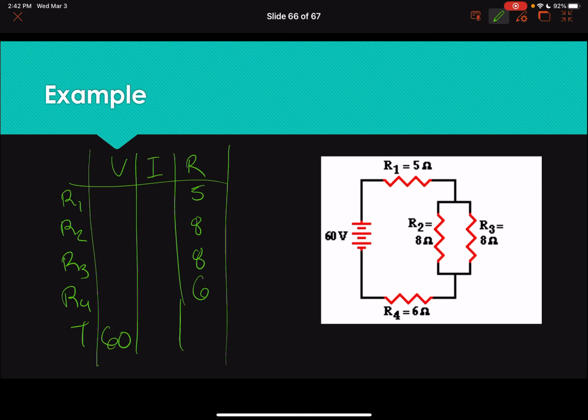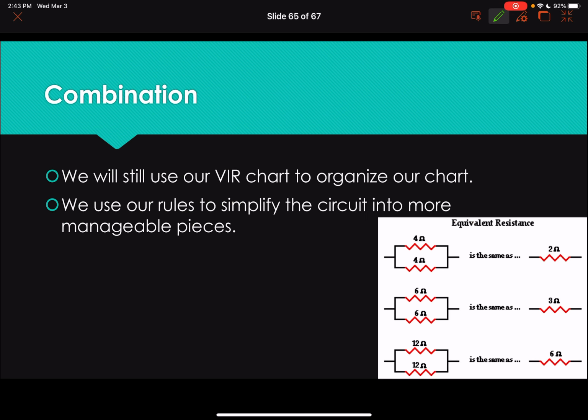So unfortunately, we can't do the same thing we did last time and just add them all up because it's not all in series, and we can't do the inverse rule because it's not all in parallel. But what we can do is realize that these two are in parallel with each other. If we have two in parallel with each other, we can use our parallel rule to simplify it into a different circuit.